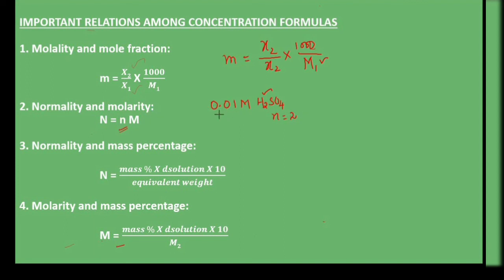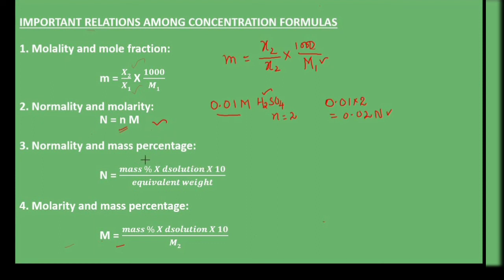So you know the molarity, so how to calculate normality? 0.01 into n, is it not? n is 2. So within a minute it is possible to calculate 0.02 N. So this is the answer. Understood? So this is how this formula relating normality and molarity is useful, right? Okay, so it's another important formula.